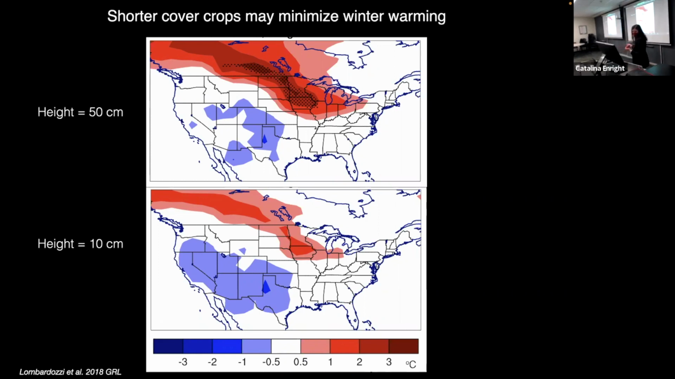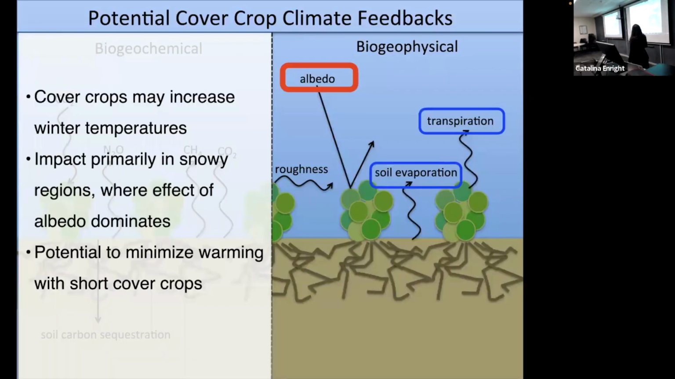And so to me, what this says is that if we're going to plant cover crops, which we should still consider because of all their benefits, both on the carbon sequestration potential side and also the soil health side, we might want to consider planting shorter cover crops, or mowing or grazing them when we do plant them, so that they are shorter than the snowpack in these snow-covered regions.